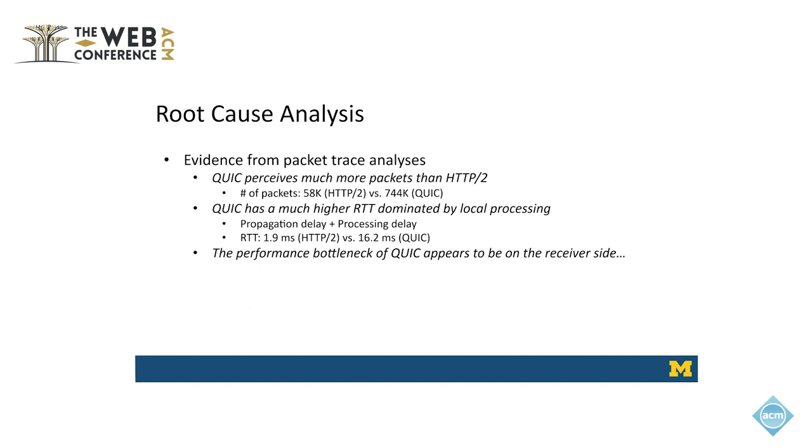Then from tcpdump packet traces, we observe many more packets in QUIC tests. For example, during a 1 GB file download, we observe 58K and 744K packets for HTTP2 and QUIC respectively. We also measure the packet RTT, defined as the time between when a data packet is sent out from the server or sender and when the first ACK of this packet is received. The RTT consists of the propagation time spent on the path and the processing time spent on the receiver side. The average packet RTT for HTTP2 download is only 1.9 milliseconds, while that for QUIC download goes to 16.2 milliseconds. Since the ping RTT between the two machines is only 0.23 milliseconds, most of the RTT comes from endpoint packet processing. So now it seems that the performance bottleneck of QUIC appears to be on the receiver side.